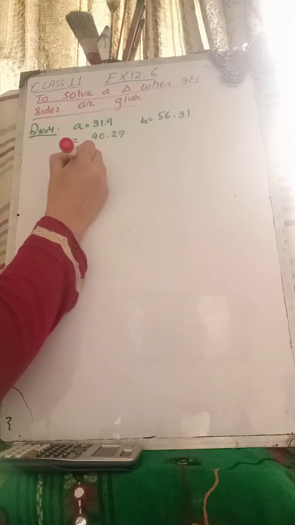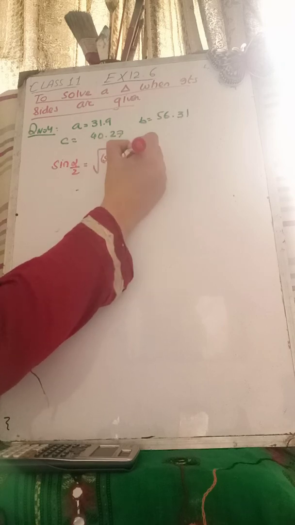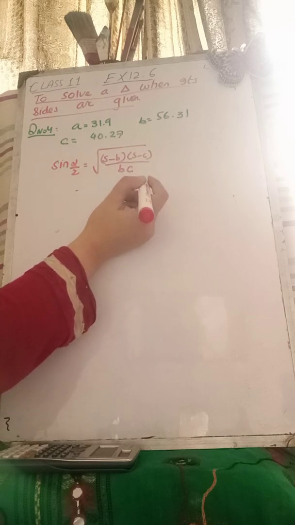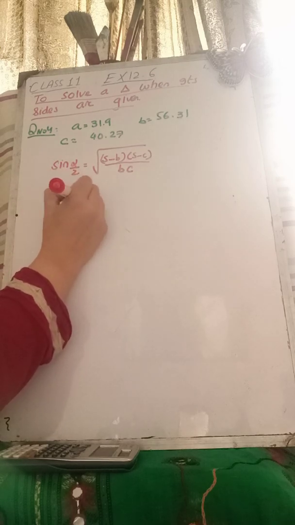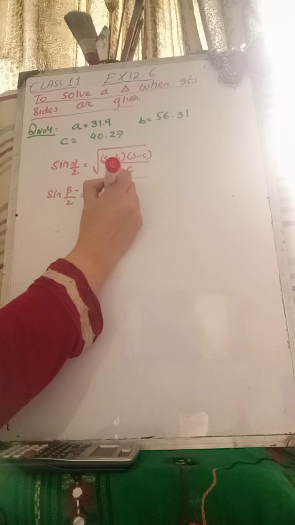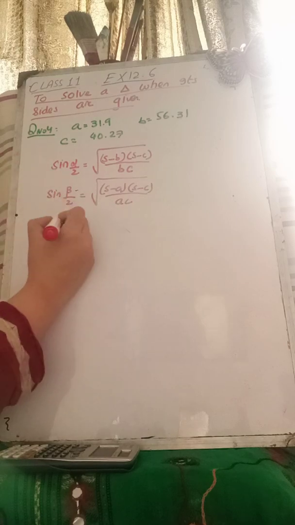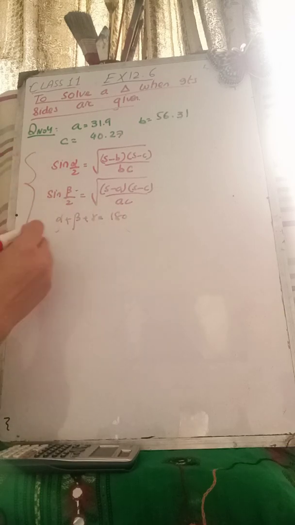So the formula that I will use is the sine formula, which will be sine alpha by 2 is equal to under root S minus B, S minus C over BC. And for beta also we can use sine beta by 2 is equal to S minus A, S minus C over AC. And with the help of alpha and beta, we can find gamma by using the formula alpha plus beta plus gamma is equal to 180. So these are the key steps that we are going to do.